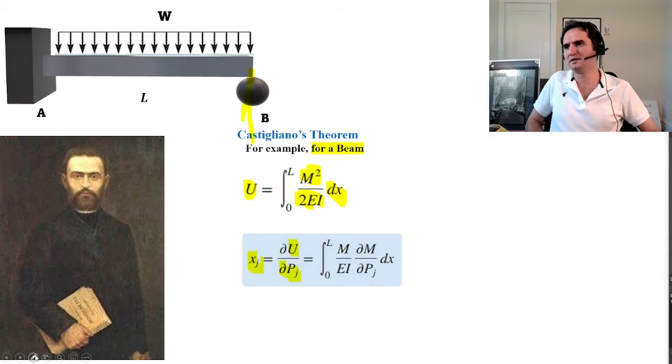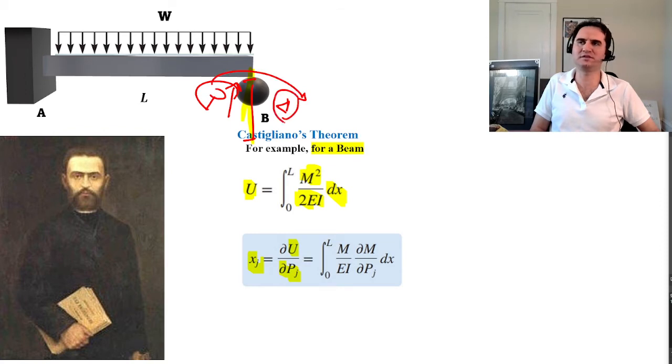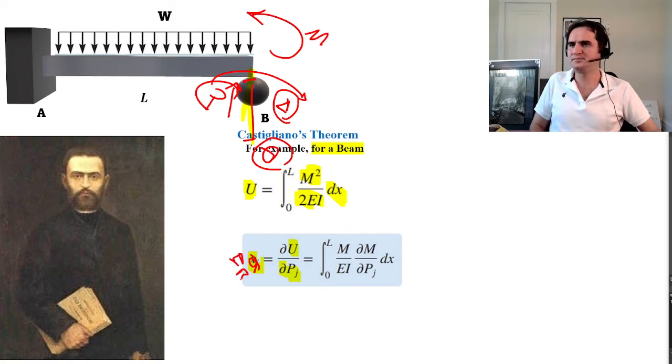For a vertical displacement delta, we apply a force P, then we observe the effect on delta. If we want to calculate theta, we need to apply a moment and observe theta. So delta at B is equal to the partial derivative of energy with respect to the vertical force P, which is the integral of M over EI times partial M over partial P dx. Let's see how that works.